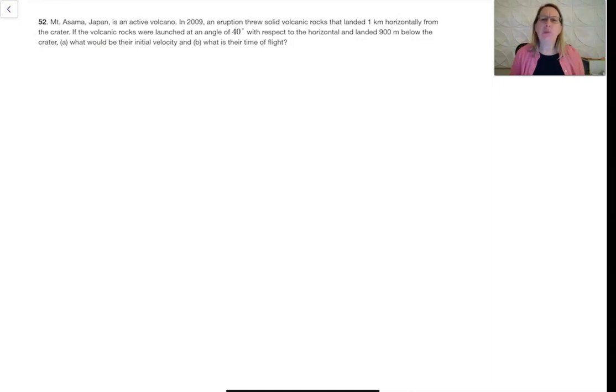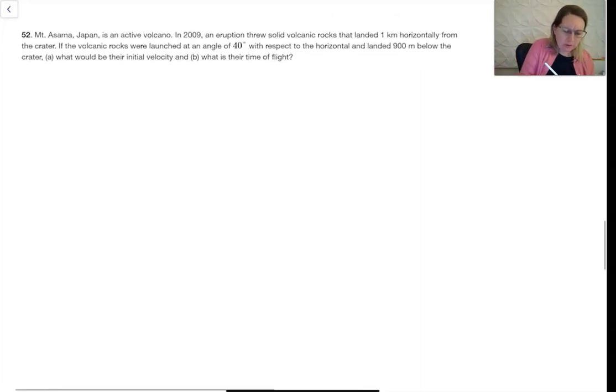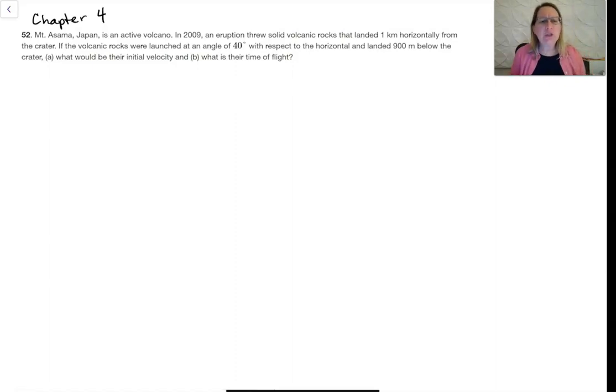Here's another problem in projectile motion. It's slightly more complicated, but it's still fairly similar to the one we just did. So this is in chapter 4. And the first thing I tend to do with these is to draw them if I don't have a picture.